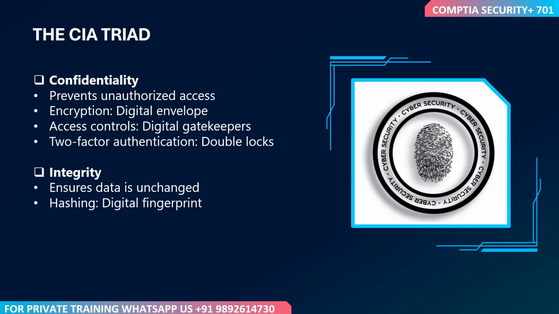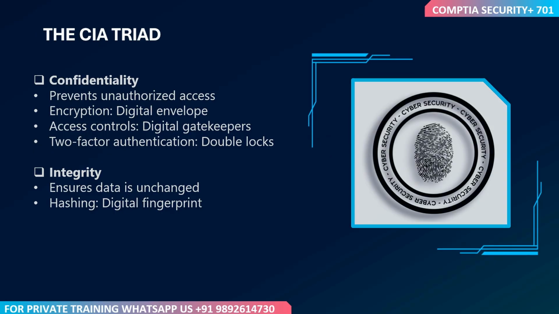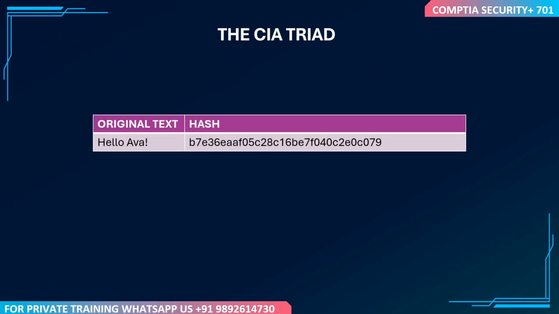Just as each person has a unique fingerprint, hashing maps data to a fixed length, creating a unique identifier, and if even a small change occurs in the data, the hash value will be drastically different, alerting us to potential tampering. Like in this example, we start with the sentence, "Hello Eva," and create a hash of it.